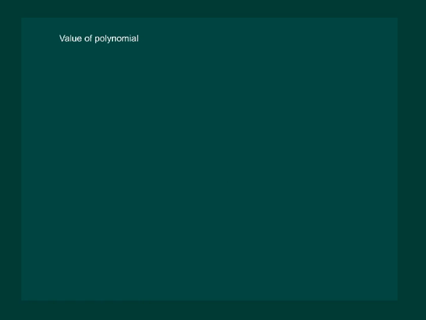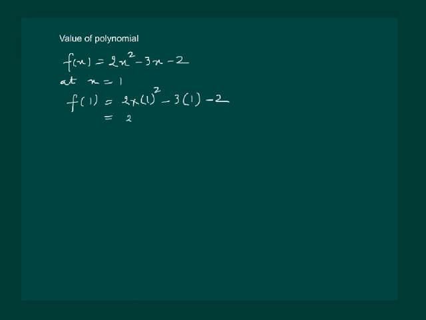Let us now recall the value of a polynomial. Say we have a polynomial in variable x, f(x) equal to 2x square minus 3x minus 2, then the value of this polynomial at x equal to 1 would be, substituting x equal to 1 in the polynomial, we get the answer as 2 minus 3 minus 2, which is equal to minus 3. So minus 3 is the value of f(x) at x equal to 1. Note here, f(x) is a quadratic polynomial.